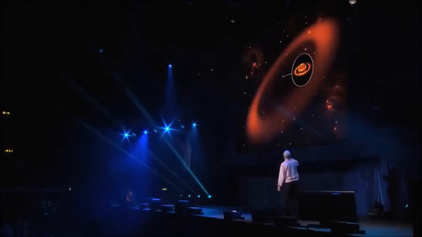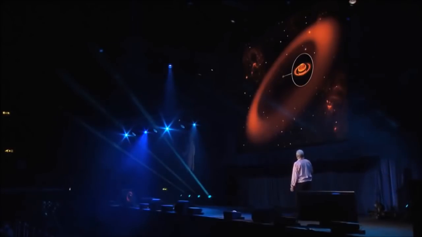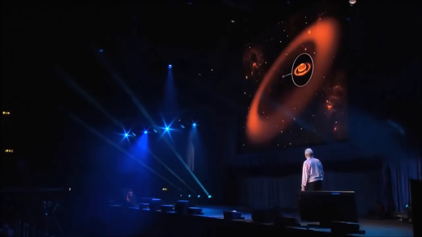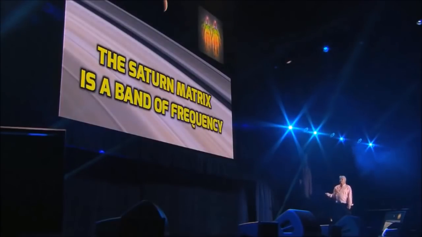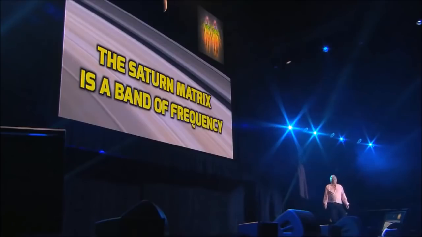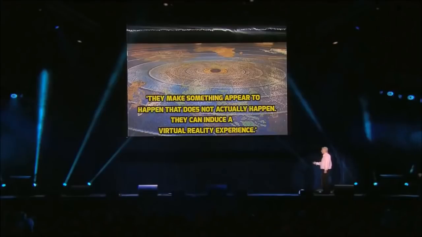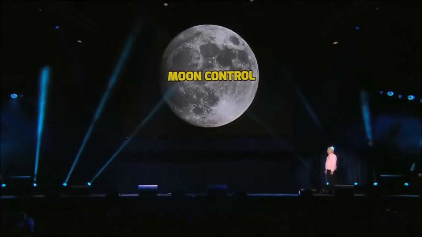Well, maybe we do. There's this massive ring that was found in 2009, about 3.7 million miles out from Saturn, but around Saturn. You could get 1 billion Earths in it. And I'm suggesting that actually that broadcast comes across to us. The Saturn matrix is a band of frequency which we are tuned to, and we think it's real. It's a virtual reality as described by the Gnostics.